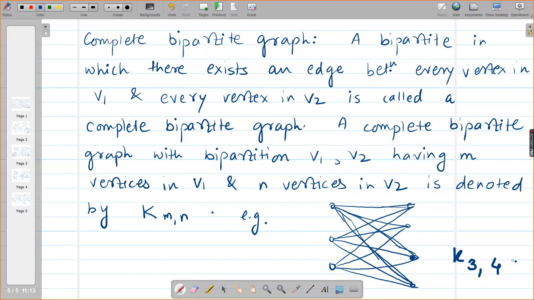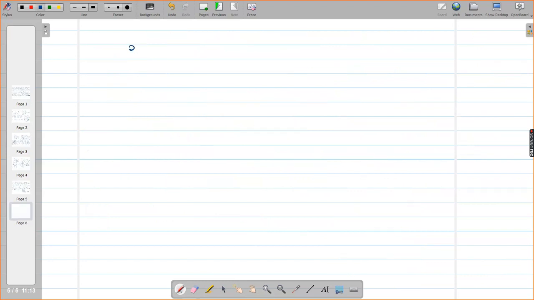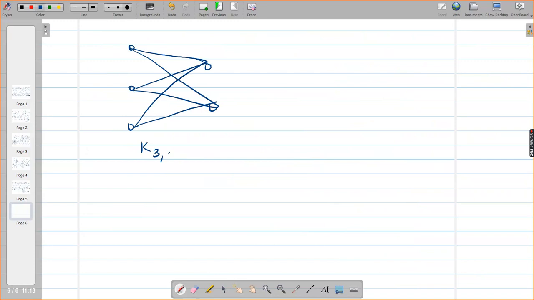So tell me how many edges will be there in a complete bipartite graph. Suppose I draw a simple one, K3,2. How many edges are there in K3,2? This is K3,2. How many edges are there? 6. In K M,N, there are how many edges? Always M into N edges. Okay? M into N edges.